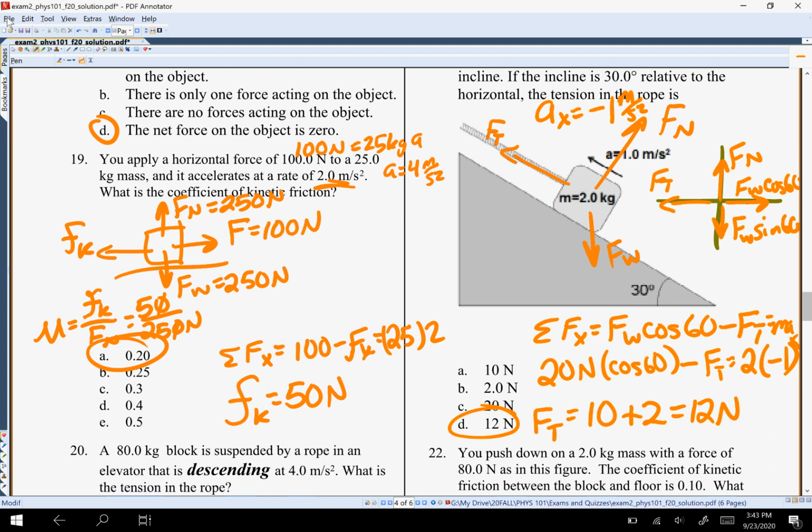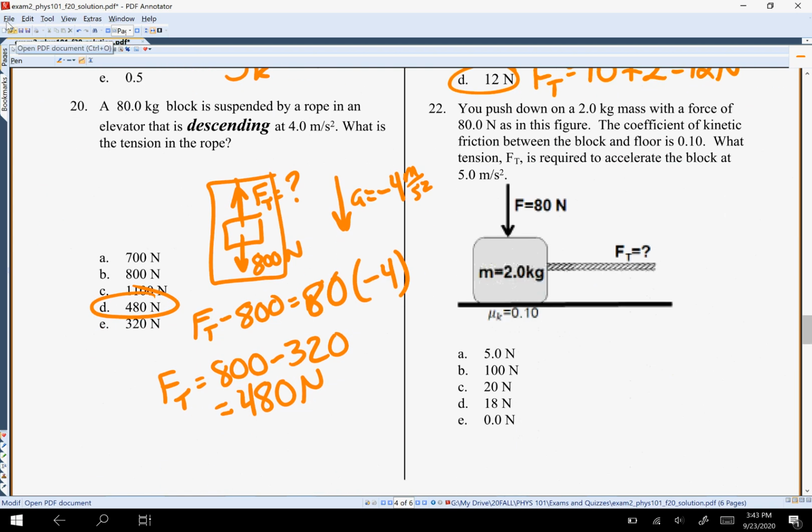All right, number 22. You push a 2 kilogram mass with a force of 80 newtons, as in this figure. The coefficient of kinetic friction between the block and the floor is 0.1. What tension is required to accelerate the block at 5 meters per second squared? So I'm just going to draw my coordinate system over here, and then I'll draw all the forces that are acting upon it.